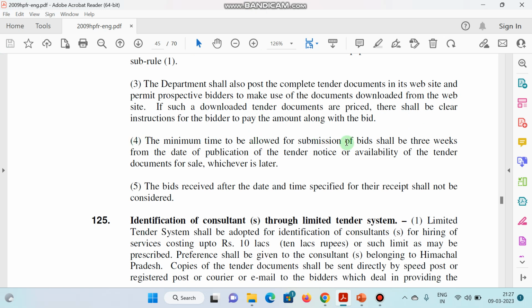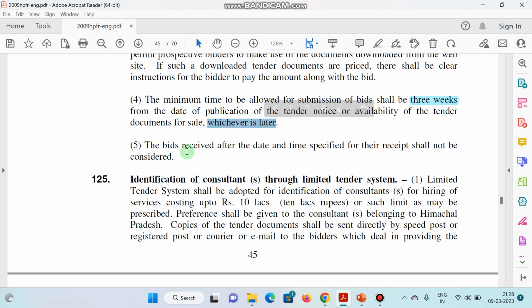The minimum time to be allowed for the submission of bid shall be 3 weeks, from the date of publication of tender notice or availability of a tender notice for the sale, whichever is later. And the bid received after the date and time specified for the receipt shall not be considered. So this is a very important point again.